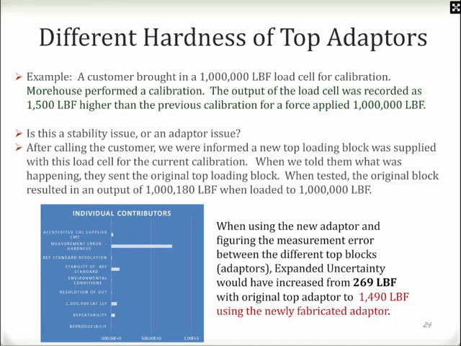the load cell read about 180 pounds high. That's pretty typical. A year or two between calibrations, 180-pound difference at 1,000,000. That's not too bad. So basically, the adapters do make a difference.